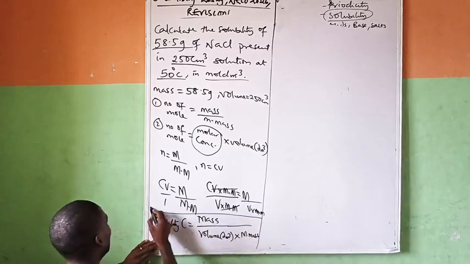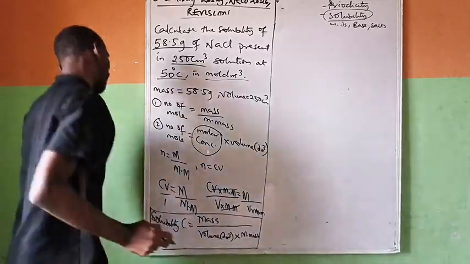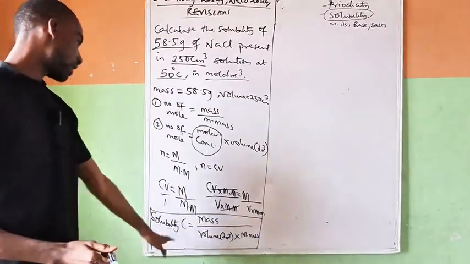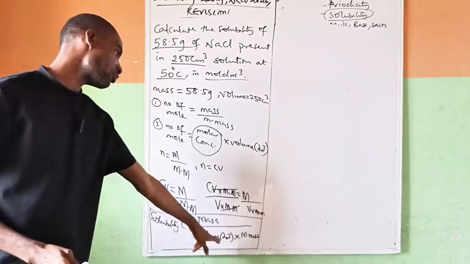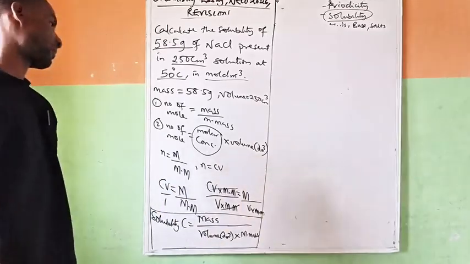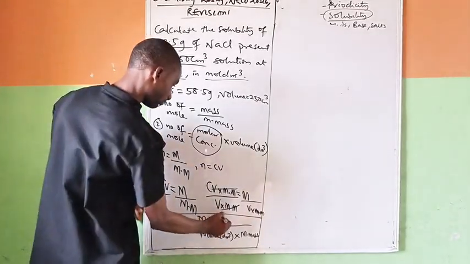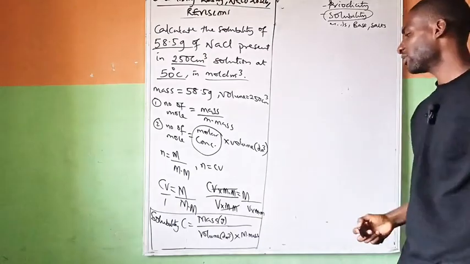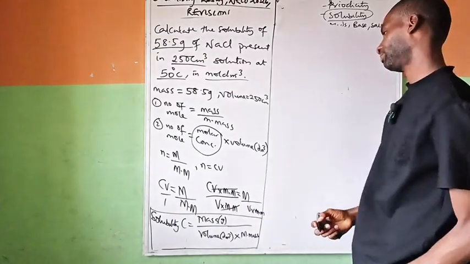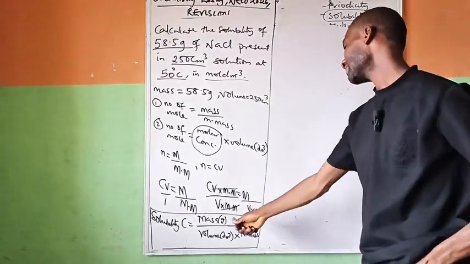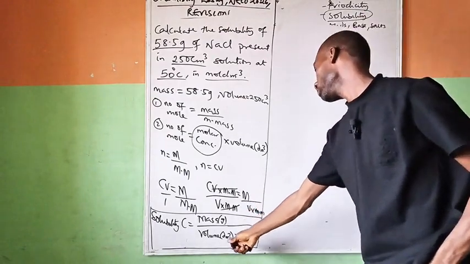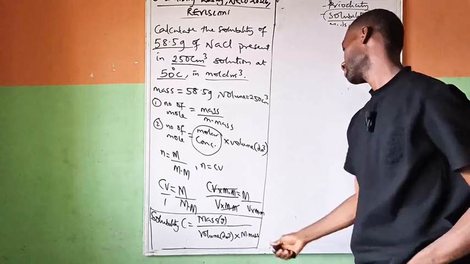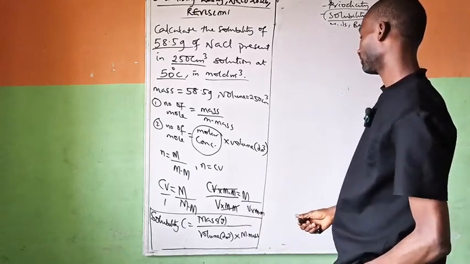This is the first formula you can use to calculate your solubility. Solubility C is mass over volume times molar mass. Mass in grams, times volume in dm cube. So that can be rewritten as mass divided by volume times molar mass.